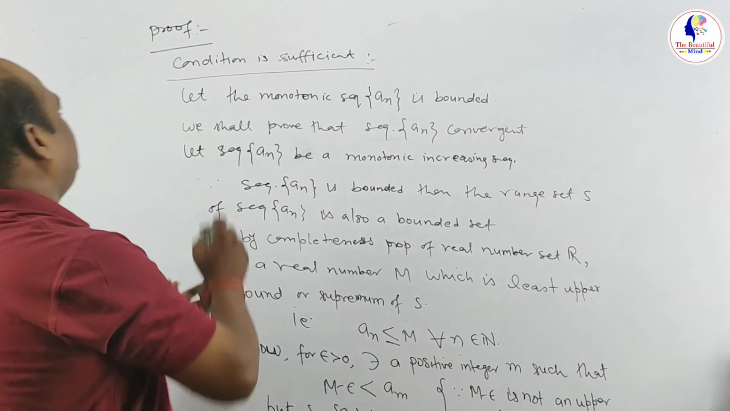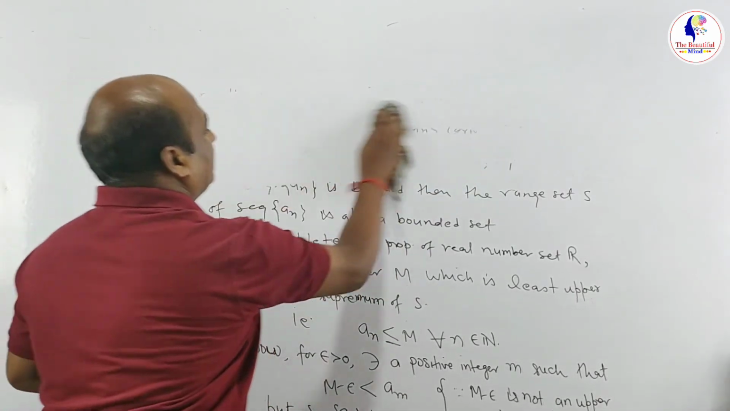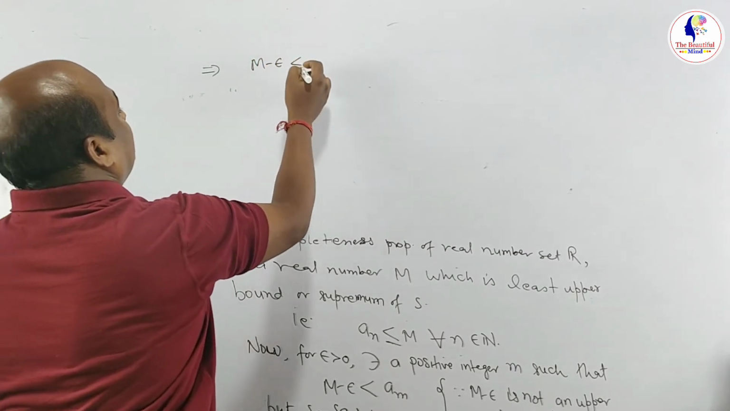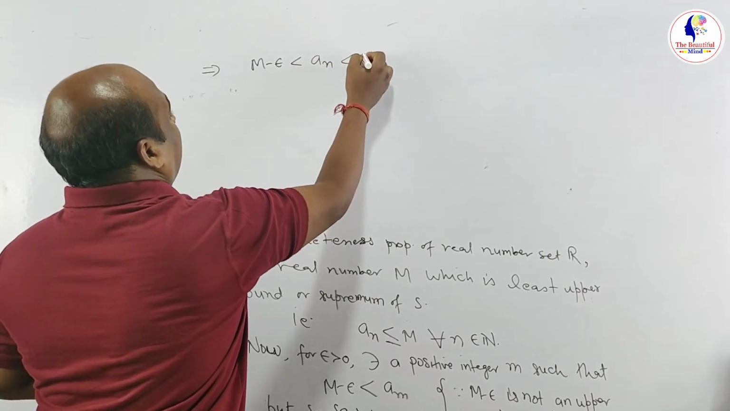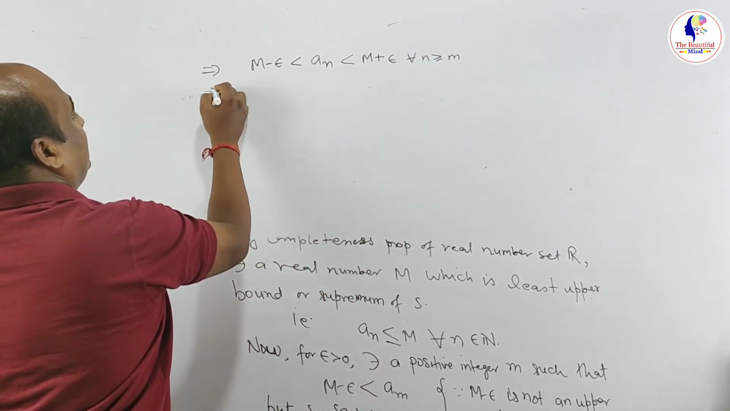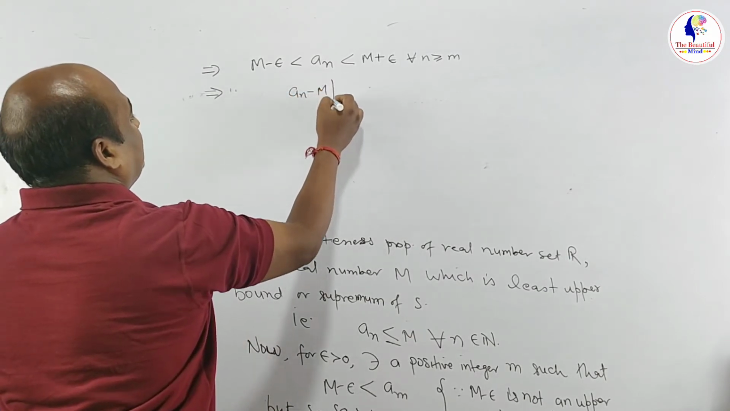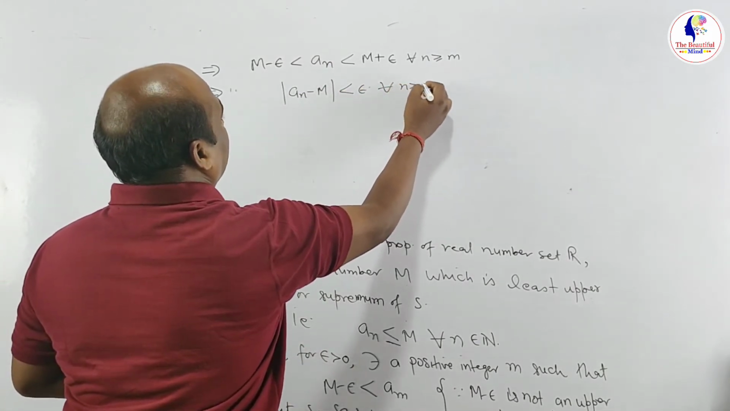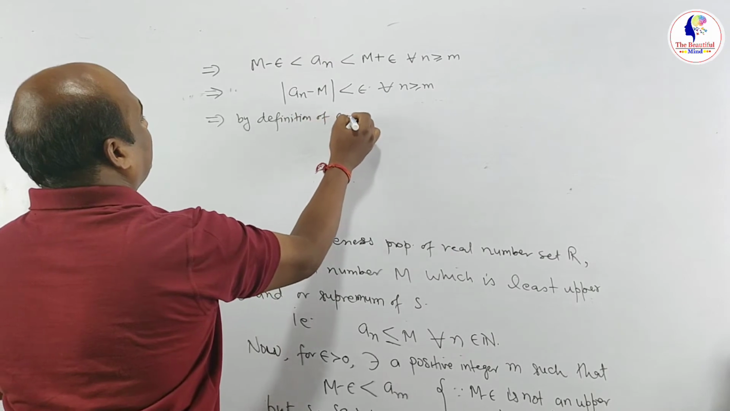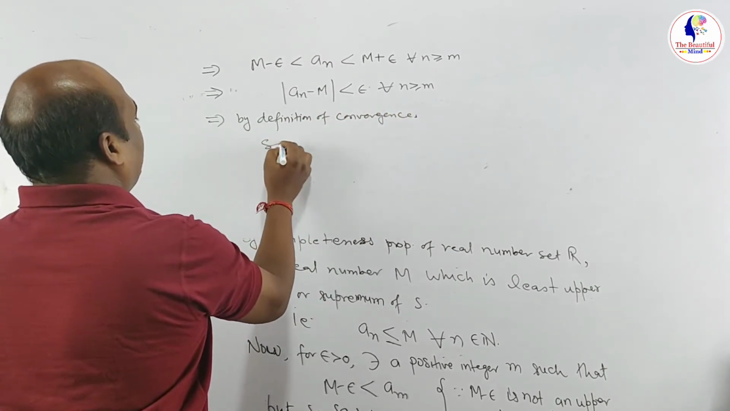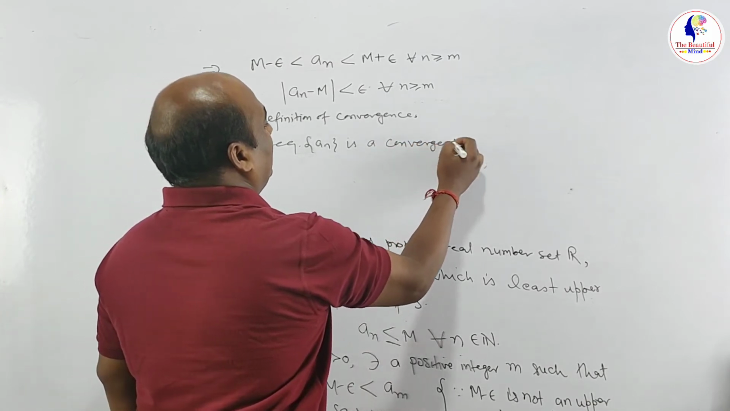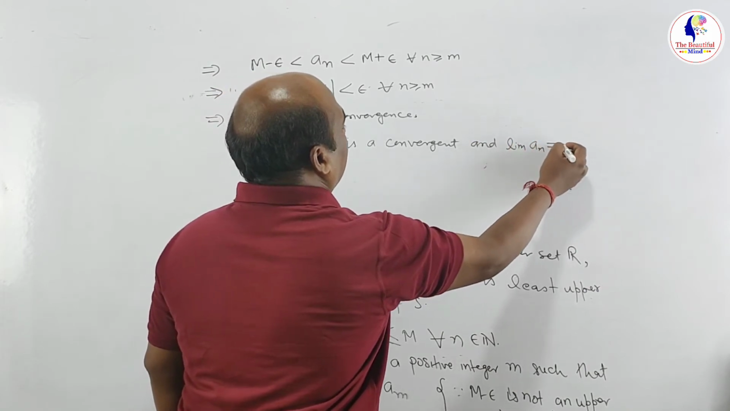This implies that capital M minus epsilon is less than a_n is less than capital M plus epsilon for all n greater than or equal to small m. This implies that the absolute value of a_n minus capital M is less than epsilon for all n greater than or equal to m. This implies that by definition of convergence, the sequence a_n is a convergent sequence and the limit of a_n is equal to M.